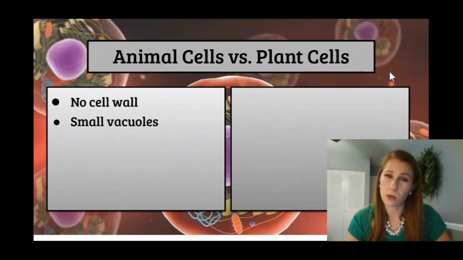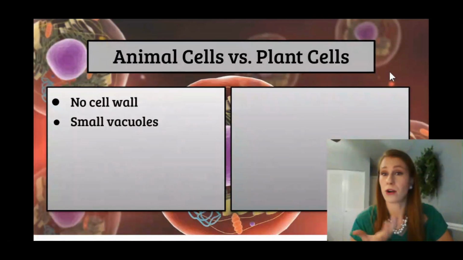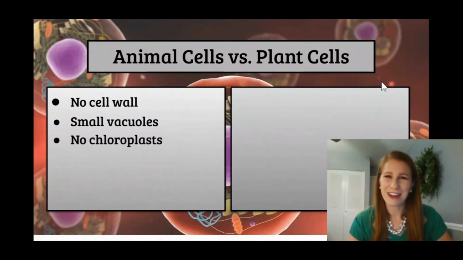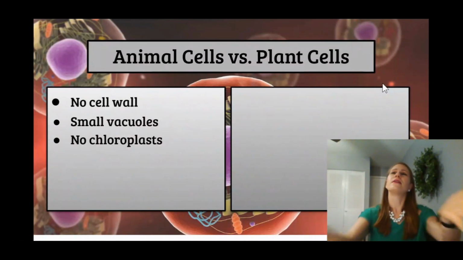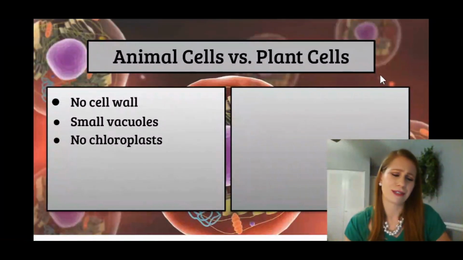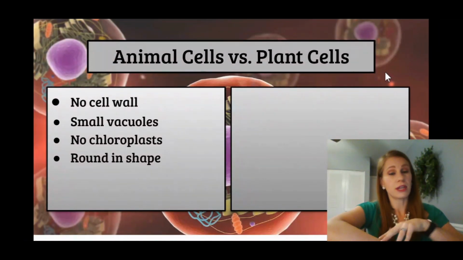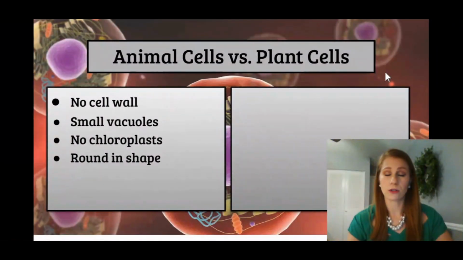We have small vacuoles. We don't need to store a lot of water at one time in each of our cells like plants would. We don't have chloroplasts. Unfortunately, we cannot use sunlight to make sugar for ourselves. We don't just get to lay out in the sun and make sugar when the sun shines on our skin, although that would be pretty handy. And our cells are round in shape. That's what makes us have the ability to have such rounded forms and figures.